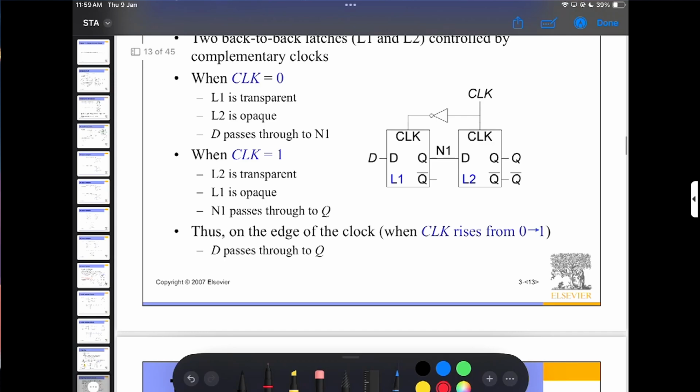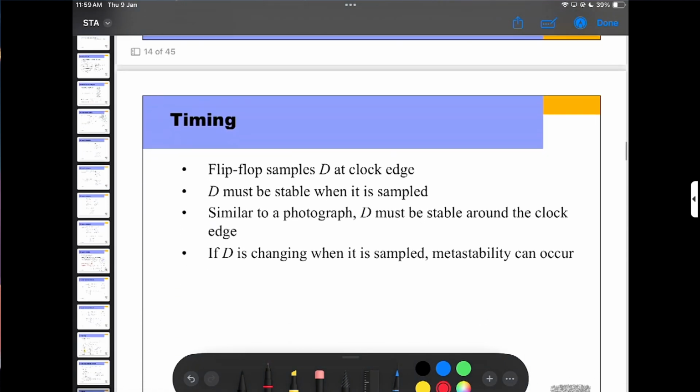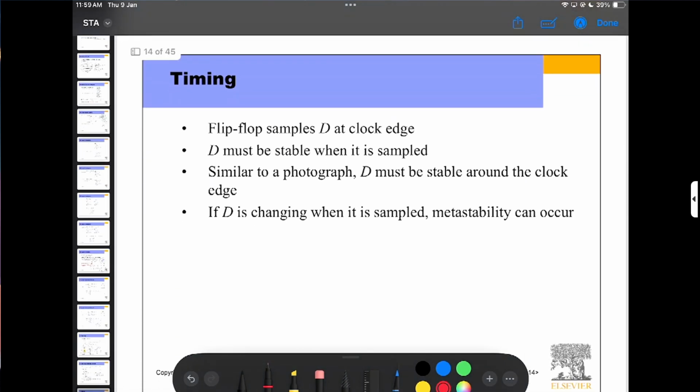So that's the edge of the clock: when the clock rises from 0 to 1, D passes through to Q. Now timing. The flip-flop samples D at the clock edge. D must be stable when it is sampled, similar to a photograph; D must be stable around the clock edge. If D is changing when it is sampled, metastability can occur.